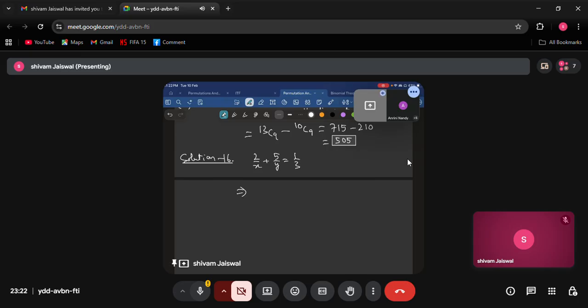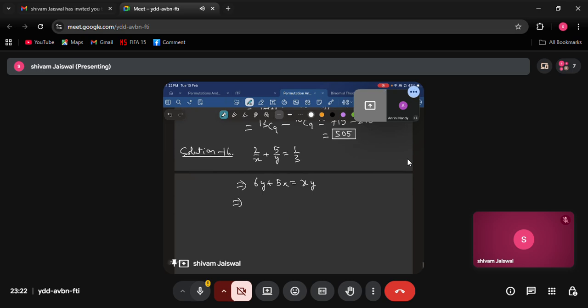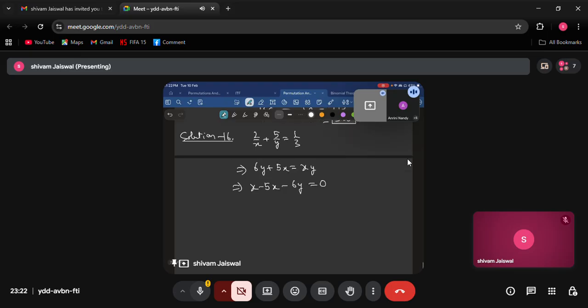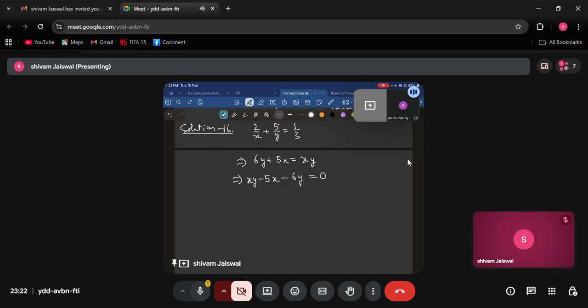This implies 6y plus 5x is equal to xy. This implies xy minus 5x minus 6y equal to 0. So from here, I'm going to take x common: x into y minus 5. From here, I'm going to take minus 6 common. I should get y minus 5.